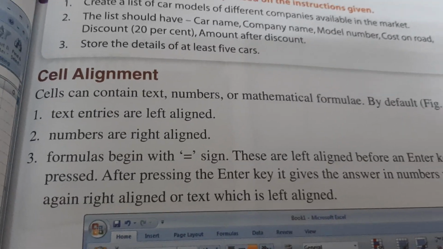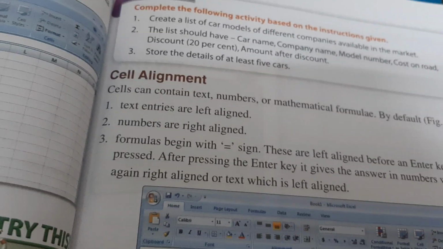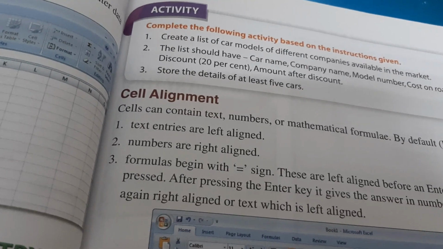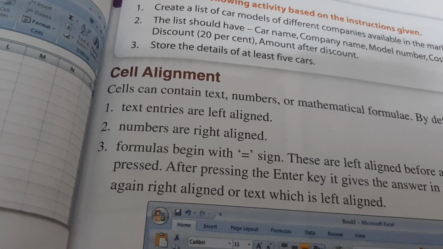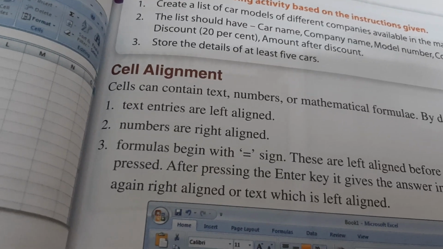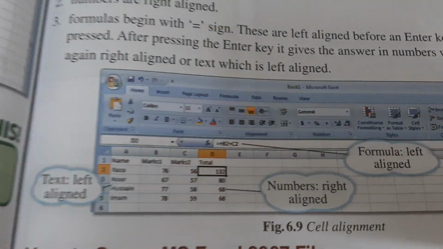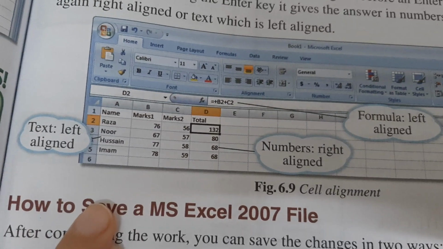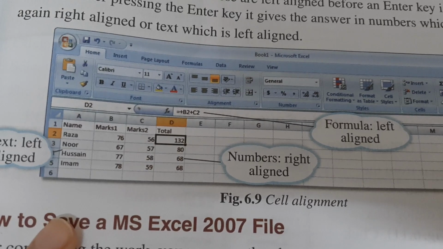These are left aligned before the enter key is pressed. After pressing the enter key, it gives the answer in numbers which are again right aligned, or text which is left aligned. It depends on your formula whether your answer is a number or text. If it is text, then it will be left aligned, and if it is numbers, then it will be right aligned. Figure 6.9, text is left aligned and numbers are right aligned. And in the formula bar, we have written the formula with an equal sign.